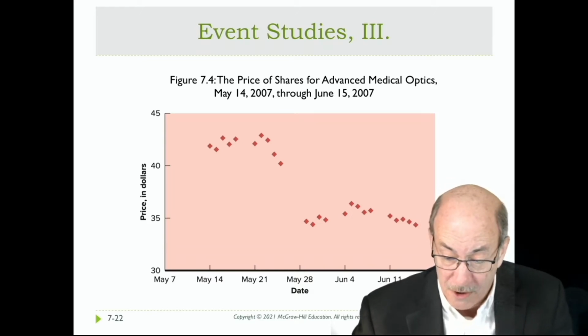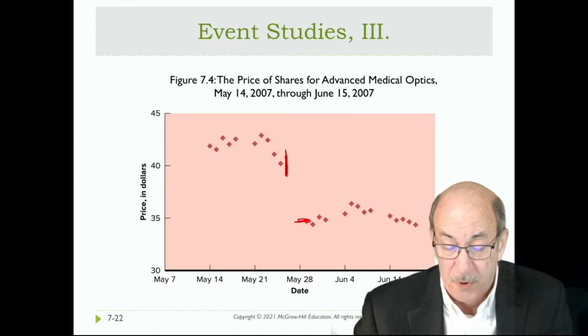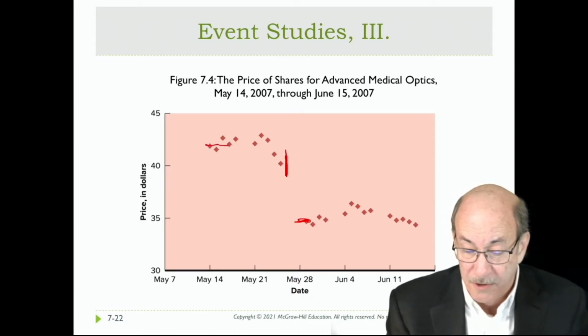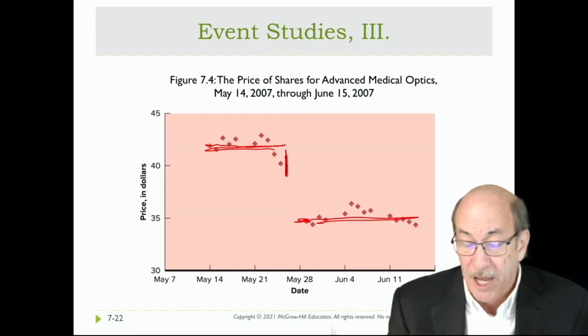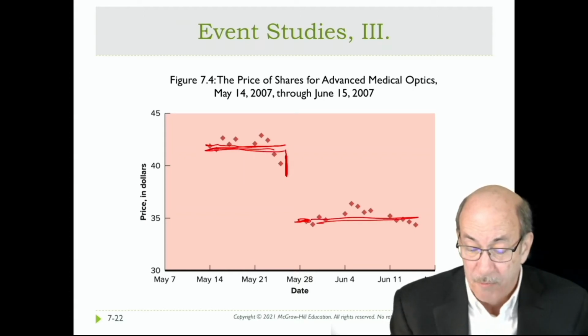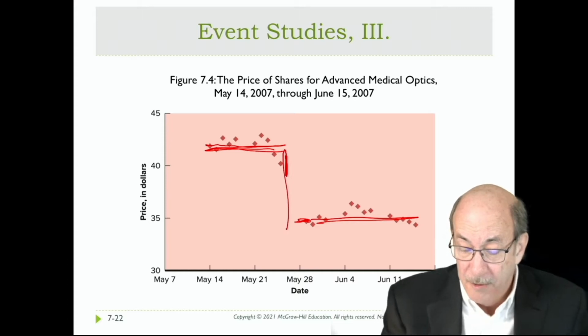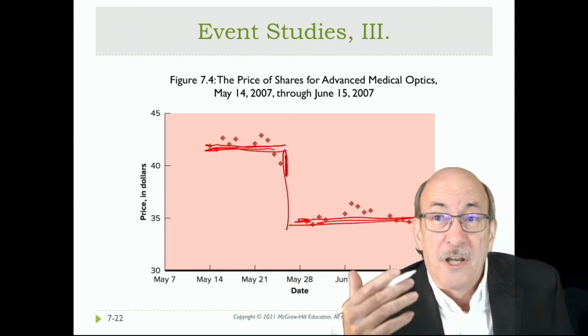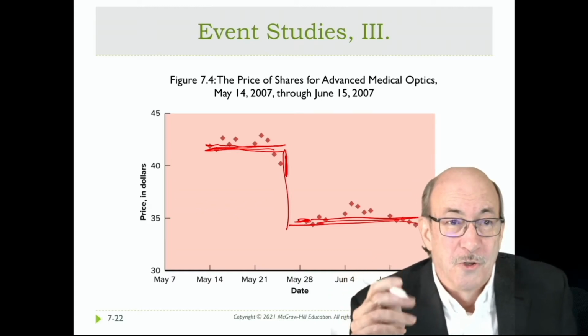And so right here was the announcement, and here was the decline in share prices. And you'll notice another feature of this is that these prices looked like they were relatively stable before and relatively stable after. So this is kind of that prototypical pattern that we were looking for earlier in this chapter, a very efficient response to a new piece of information.